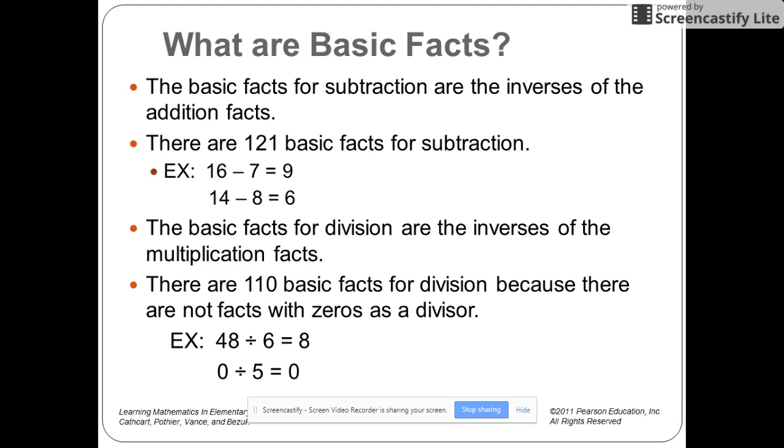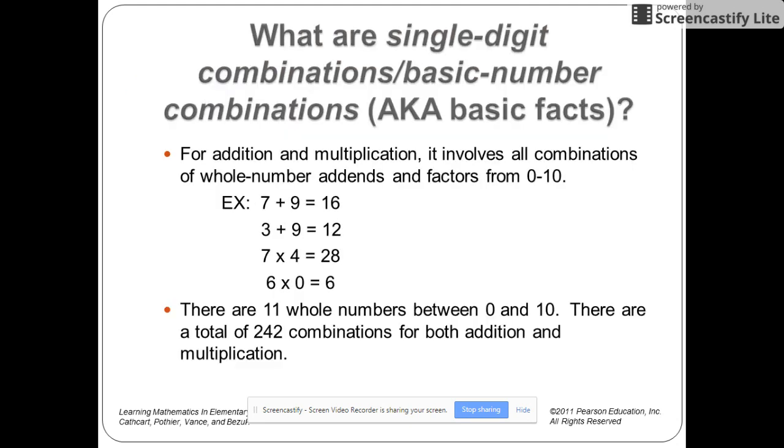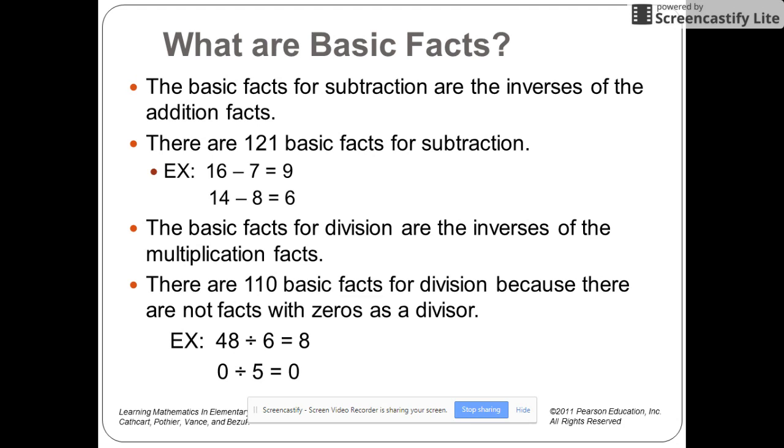Also remember that in division, the opposite or the inverse of division is multiplication. There are 110 basic facts for division because there are no facts with zeros as a divisor. If we go back to the previous screen and look at multiplication, multiplication and addition involve all combinations of whole number addends and factors from 0 to 10. But with division, 0 divided by 5 is just going to be 0, because 5 cannot go into 0. So there are only 110 basic facts for division because there are no facts with zeros as the divisor.